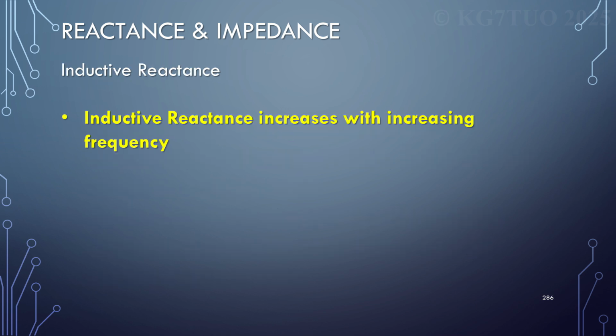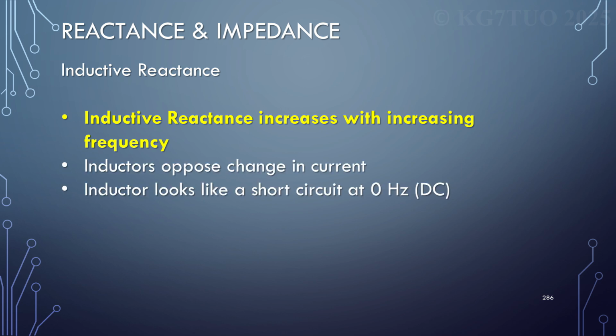Inductive reactance increases with increasing frequency. So reactance is basically AC resistance. With increasing frequency, it goes up. Inductors oppose a change in current. Inductors look like a short circuit at 0 hertz DC. So inductors and capacitors at 0 hertz DC look open.